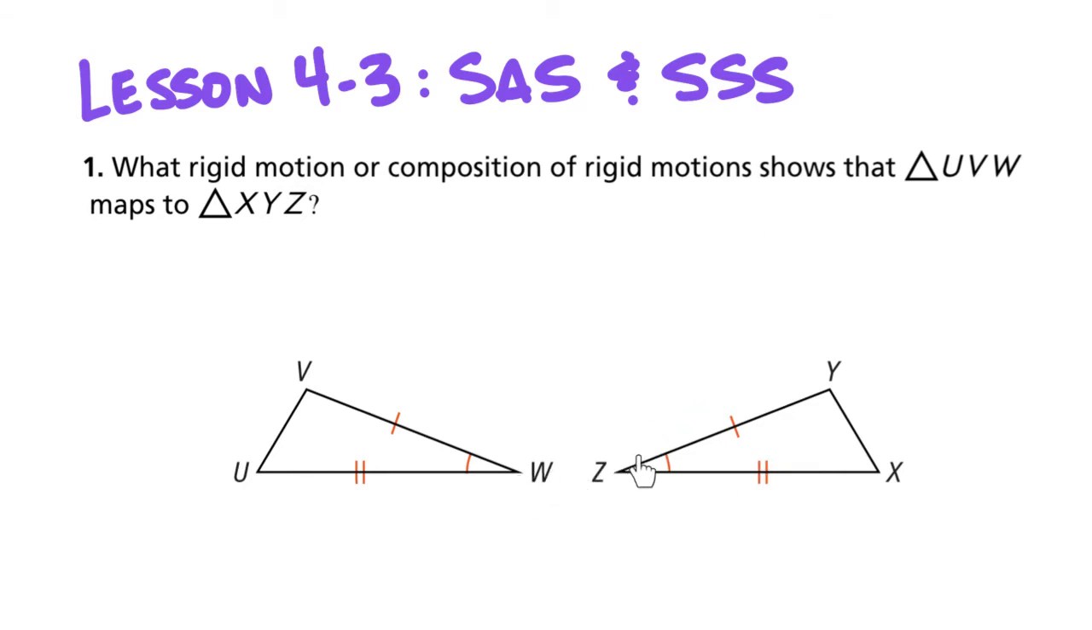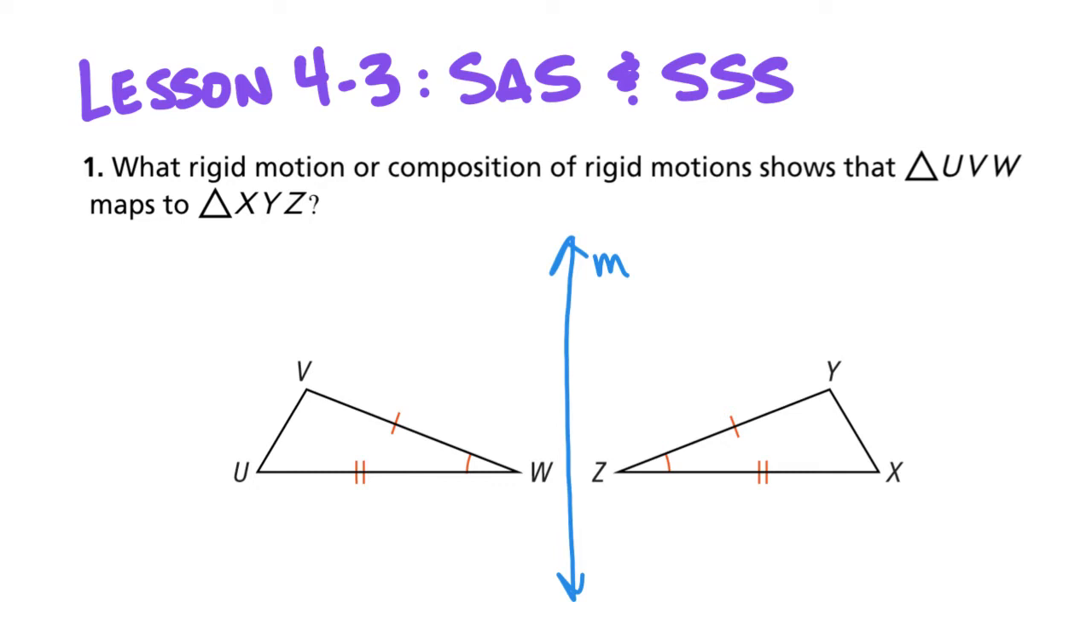Well, I might think if these two segments are congruent, WV and ZY, then I probably need them to kind of line up to each other. Same thing with WU and ZX. I need them to line up with each other, and then I need this angle here to line up with this angle. And you might be able to look at this and realize that there's just one rigid motion that I need to perform. All I need to do is reflect this over a line that would be somewhere in here, all right? So let's call that line M.